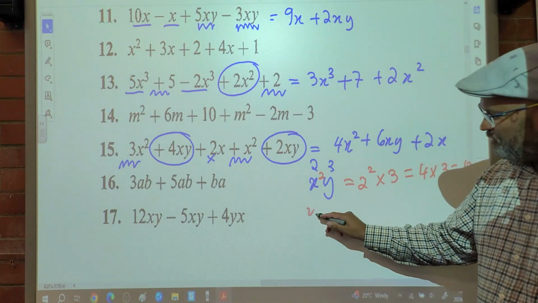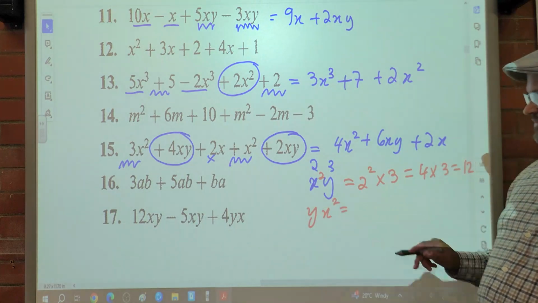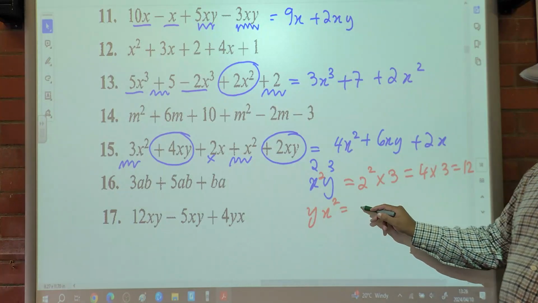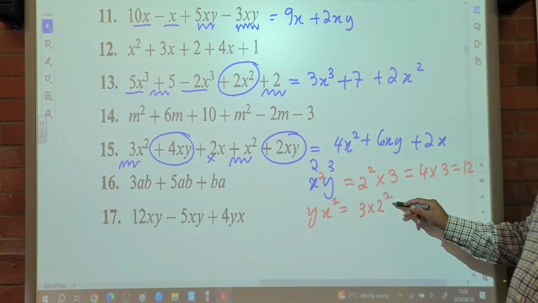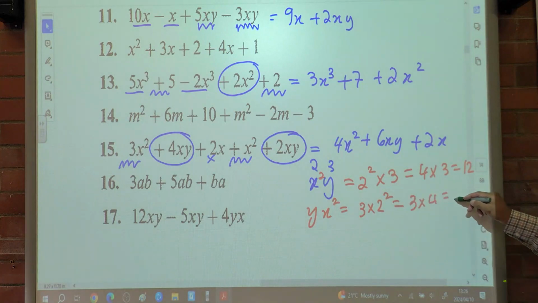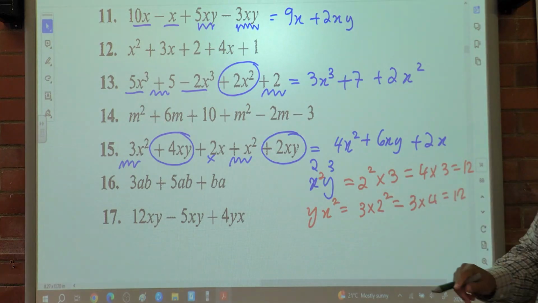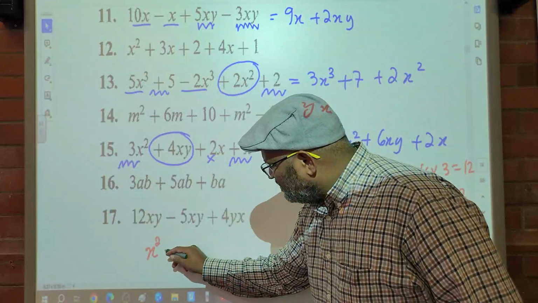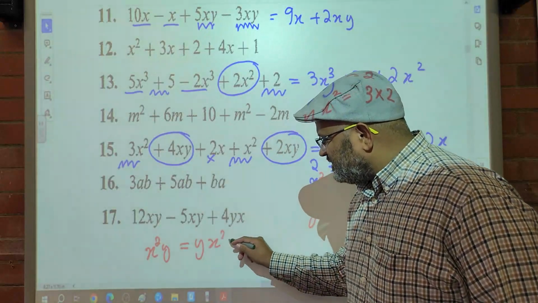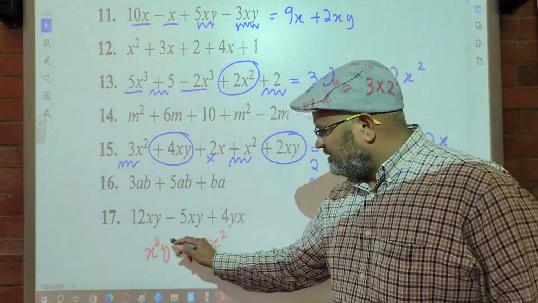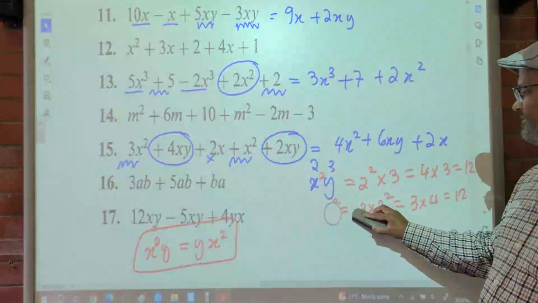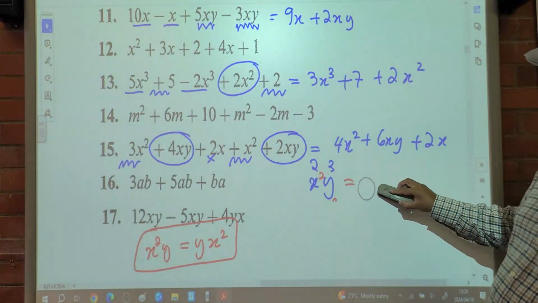What if you add yx squared? So that would be 3 times 2 squared. What is 2 squared? 4. 3 times 4 is? Which means to say what? x squared y is equal to yx squared. You see the variables are exactly the same. You just spice up your life with this, otherwise your life will be boring.